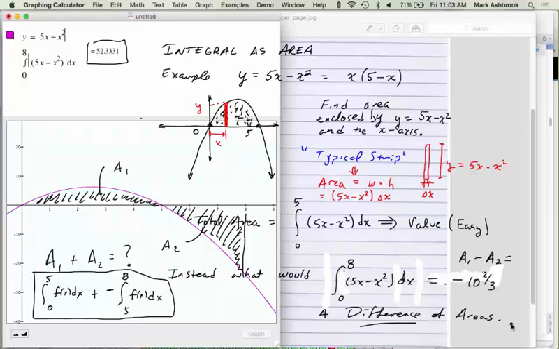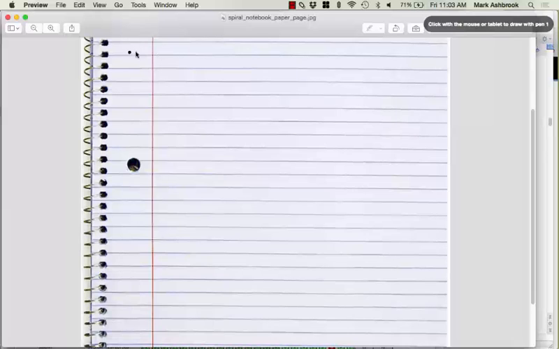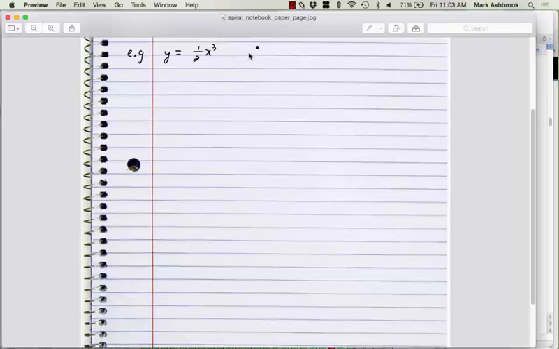Okay, so let's look at another example. y equals 1/2 x cubed, x plus y equals 6. See if you can sketch this without your graphing calculator, and the y-axis. Can you sketch that without your calculator? Just for practice. So consider the region enclosed by.